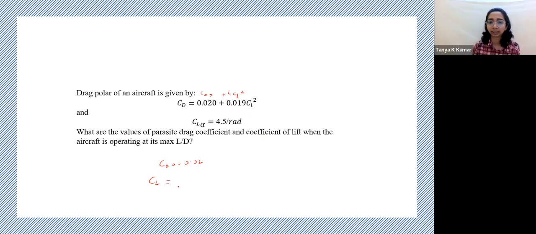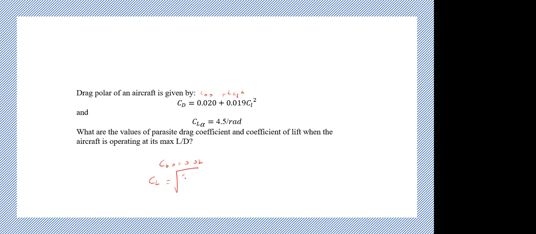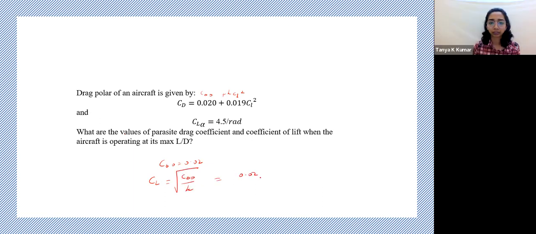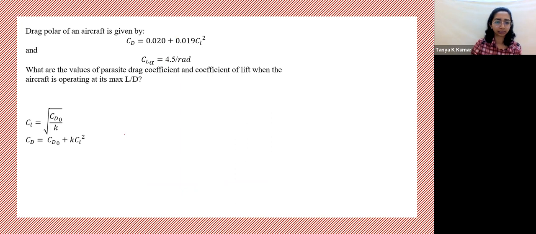What is the CL, not CD? Under root CD naught by K. Exactly. So that is 0.02 upon 0.019, square root, which you can just calculate and tell me the value. 1.025, right? Okay, so that is the equation that we used. We know how to solve this.